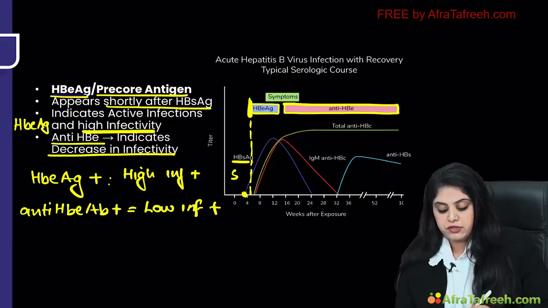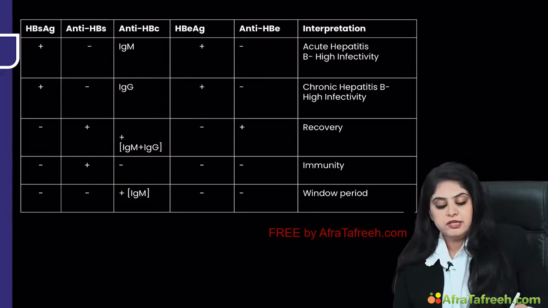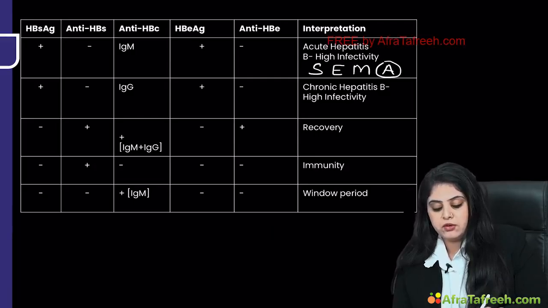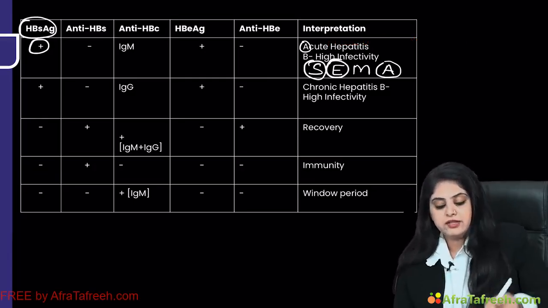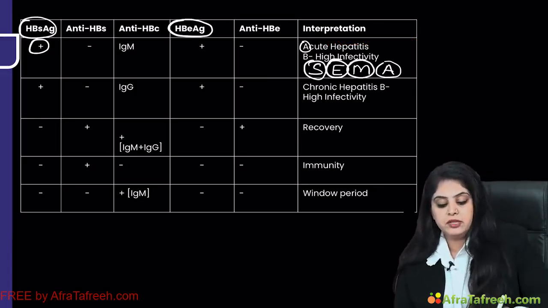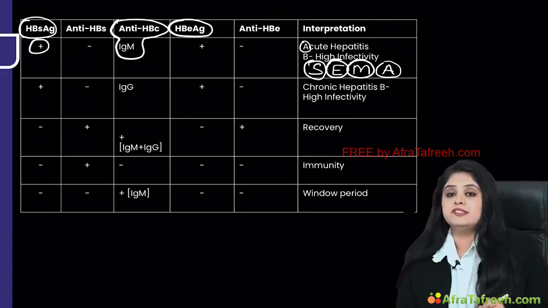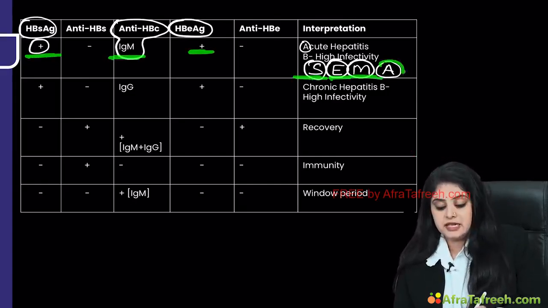So now, if I show you a simple graph, we will always learn it with the help of the SEMA mnemonic. What is the SEMA mnemonic? I'll write SEMA over here. This indicates that whenever you are talking about A for acute hepatitis, the first one to rise is hepatitis B surface antigen. I anyway know that. The next to rise is HBE antigen because E comes after S. And who's the marker of the window period? IgM type of anti-HBC. So repeating, there is a surface antigen, then there is an HBE antigen, then there is IgM type of anti-HBC. That indicates acute hepatitis.